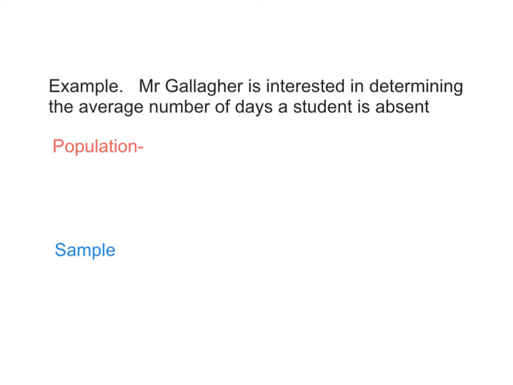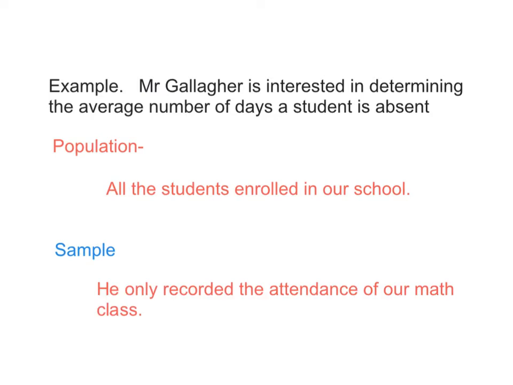For example, Mr. Gallagher is interested in determining the average number of days a student is absent. What would the population be? I would say our whole population would be all the students enrolled in our school. What would the sample be? The sample would be, maybe he only recorded the attendance of our math class. So instead of the entire school, he's just using one class. So I would say that's the main difference between a population and a sample. Again, population is referring to all or everybody, whereas sample is just a small part of them.